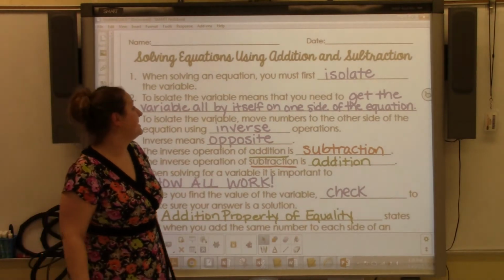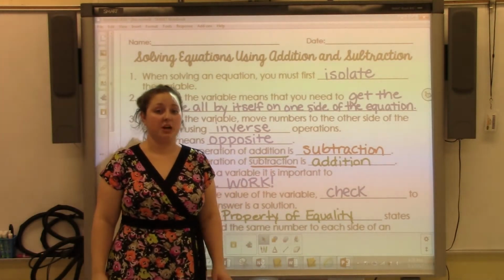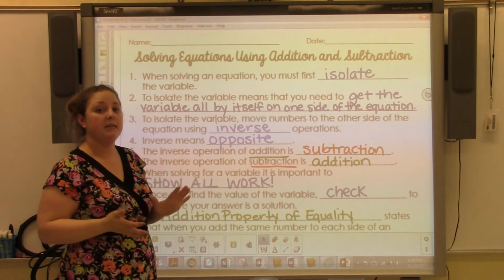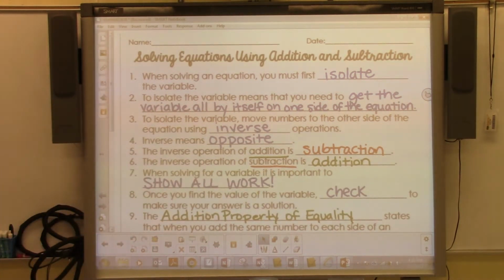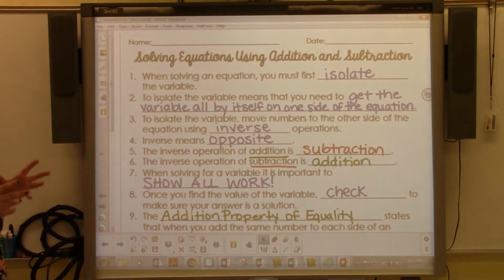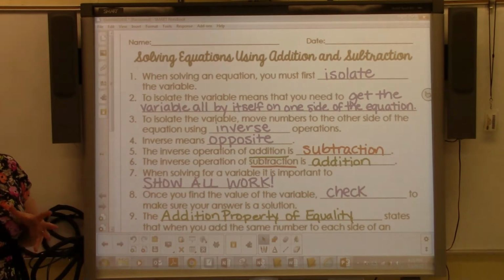Guys, today we're going to be solving equations using addition and subtraction. So there's a few important key points that we need to talk about first. The first one is when solving an equation, you must isolate the variable. Isolate means to keep the variable all by itself.